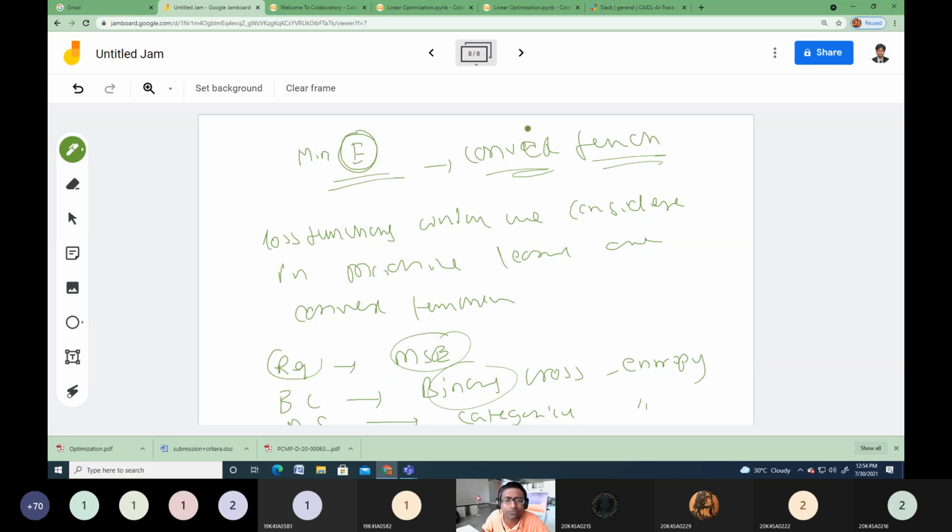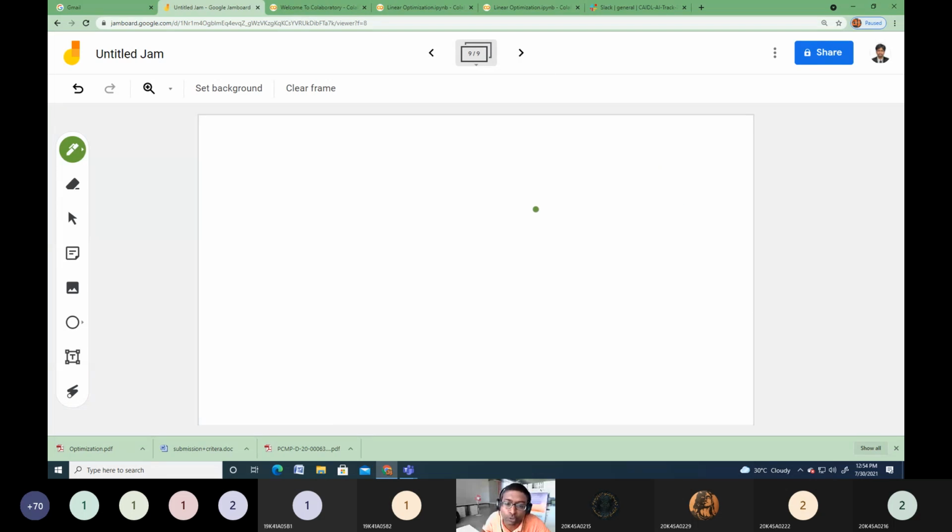Why can I call it a convex function? How does a convex function look? Suppose f of x is your objective function and x is the decision variable. When x is varying, your objective function is varying like this, like a bowl. So this type of function is called a convex function.